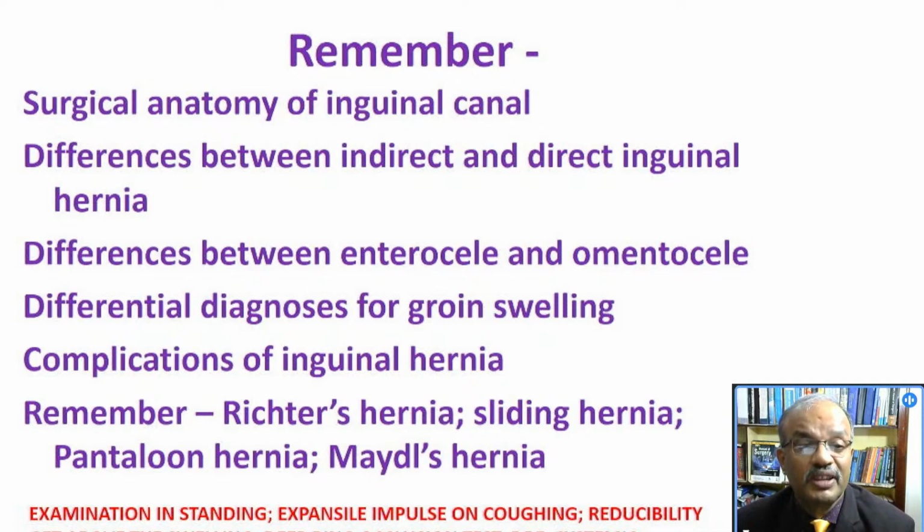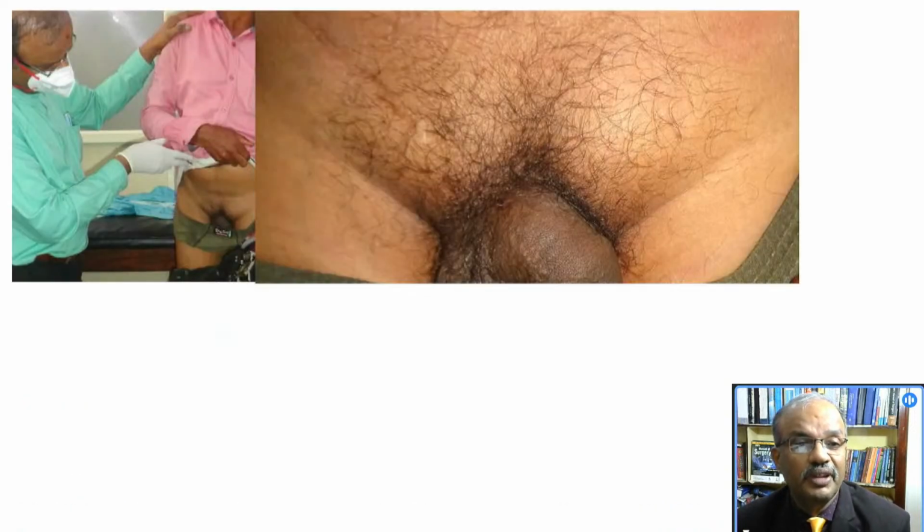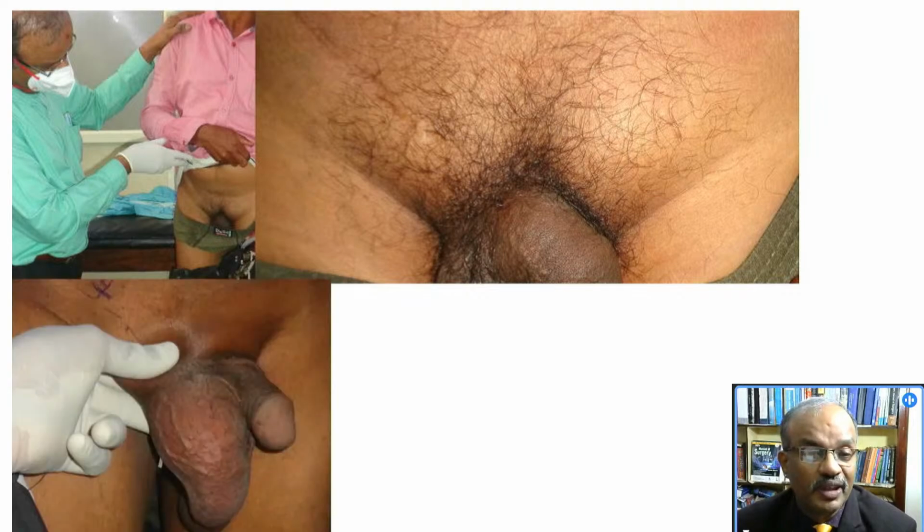And remember all these things when you go for clinical examination of hernia, because it's a long case. Next one. So this is the expansile impulse on coughing in standing position. Always examine standing. You can see there is a scar here. There is a hernia here, on the left side. Upwards, you can get over the swelling. It's very, very important how exactly to do that.